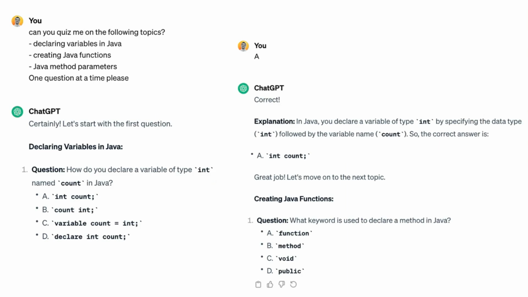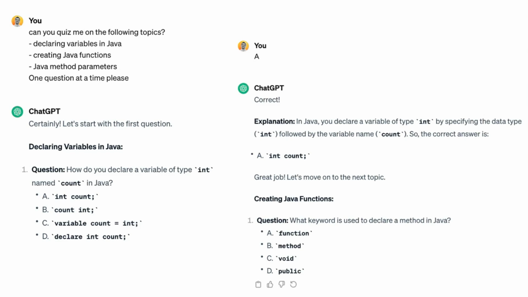So on Bloom's, if we're talking about maybe remembering or understanding, we can ask it to quiz us. So this was one I made earlier. So, can you quiz me on the following topics? Like my software background, I've asked it, declaring variables, creating functions, all in Java, and I want one question at a time. And then it's given me a question and multiple choice.